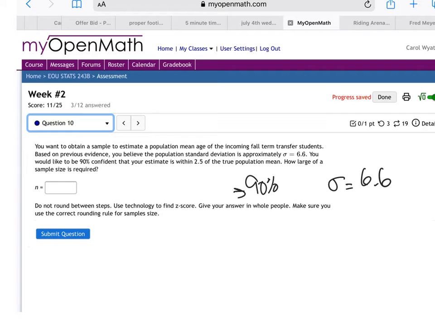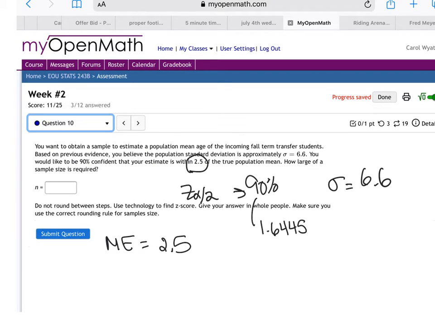So we're going to need our z alpha over 2 number. So I can find that real quick. For 90%, it's going to be 1.6445. And you want your estimate to be within 2%. So your margin of error, you want this to be 2.5, right?